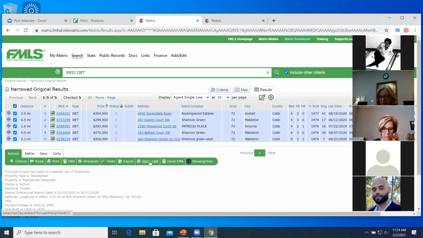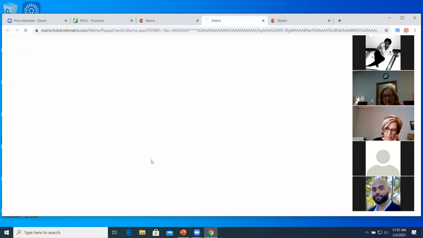We have learned that if you use that cloud CMA and you send it to your client, that is also sent to Zillow. And guess what? Zillow starts marketing to your client to buy their house. So I don't use the cloud CMA. If I'm going to do a full-blown CMA, I will use this one over here. But again, I'm not doing that right now. This is the quick and easy, down and dirty CMA. So I'm just going to a quick CMA.